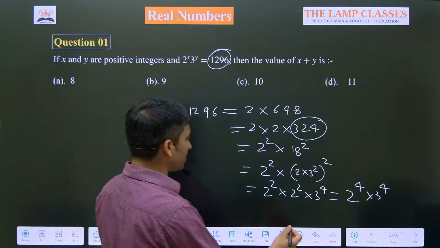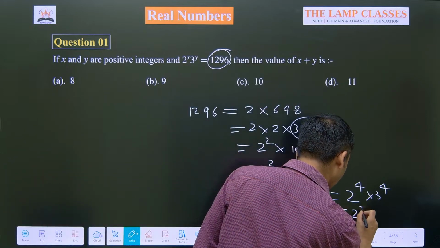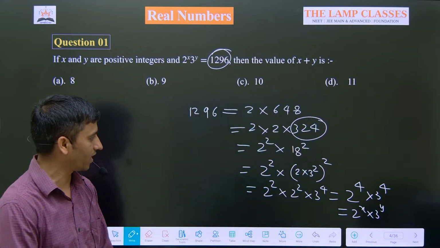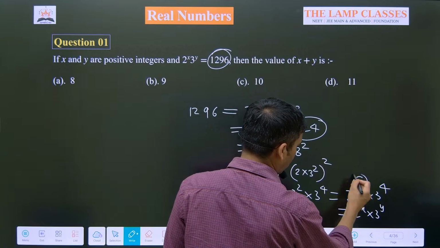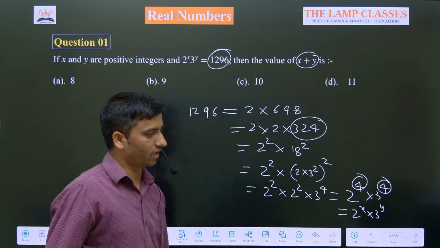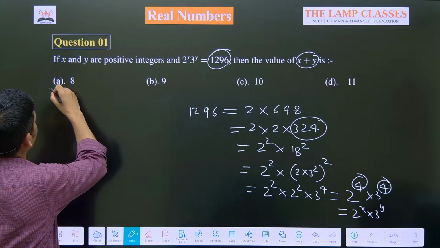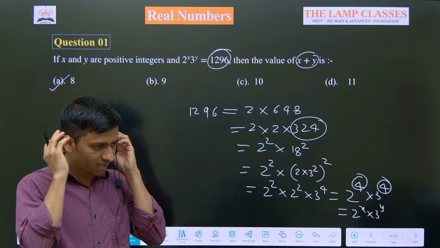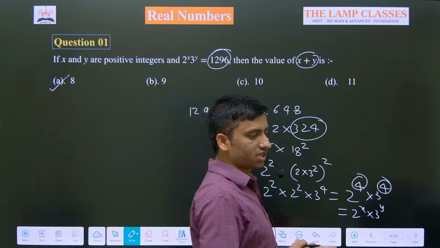And now you can see this is in the form of 2 raised to x into 3 raised to y. So you can compare which one is x and which one is y, right? So we have got x is equal to 4 and y is equal to 4. They are asking you to find the value of x plus y. So we should mark the correct option A, right? This is not a tough question, okay? You all have done multiple questions of this type, and CBSE keeps asking these types of questions.